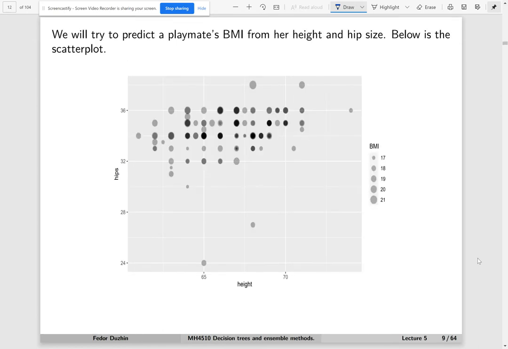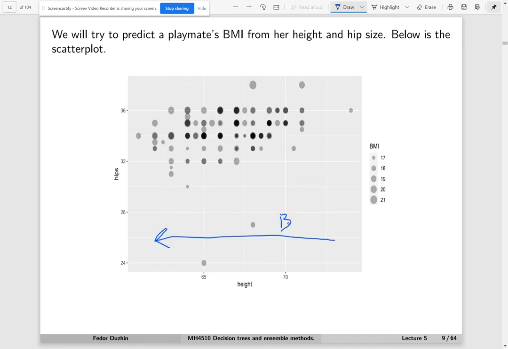Now, we will try to predict a playmate's BMI, body mass index, from height and hip size, right? So here is the scatter plot. So notice that body mass index is something like height divided by squared mass, or squared height divided by mass, something like this. But it has to do with height and weight, right? And of course, it's going to increase as the height decreases, right? So it's going to increase from left to right.